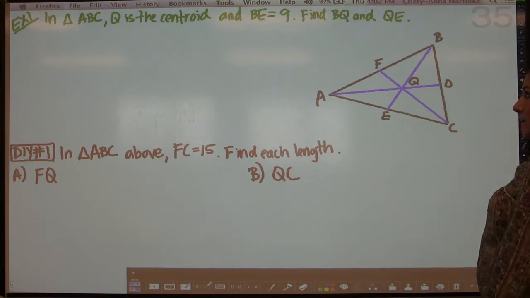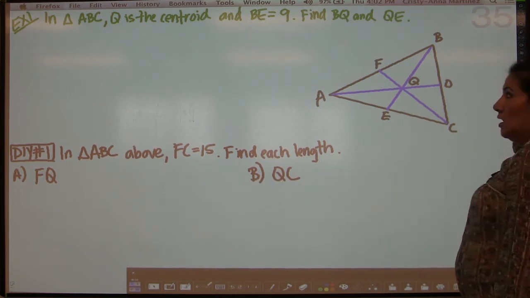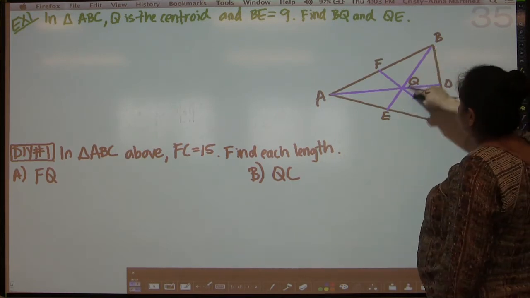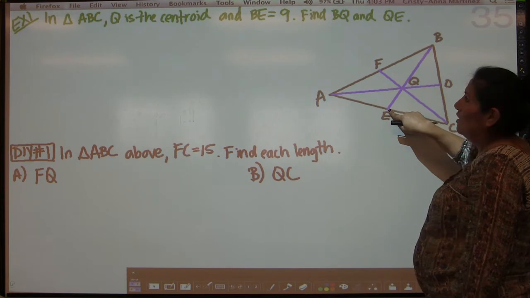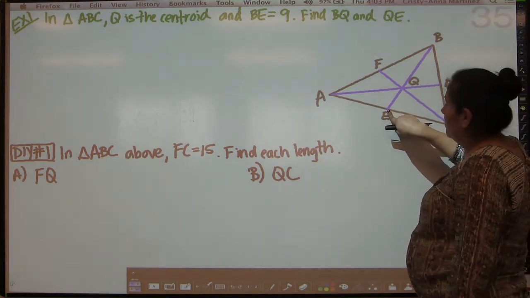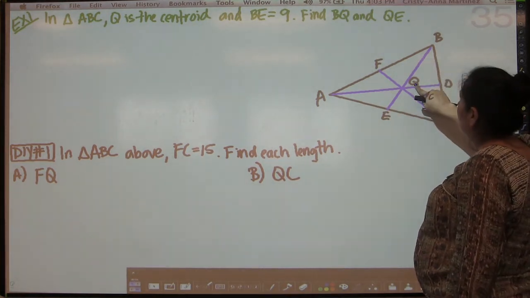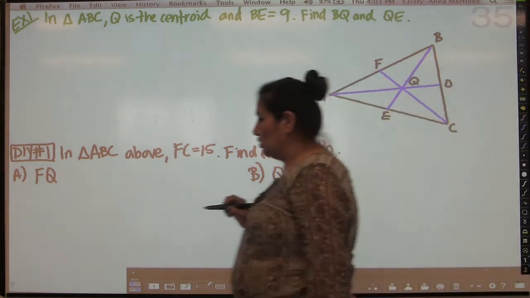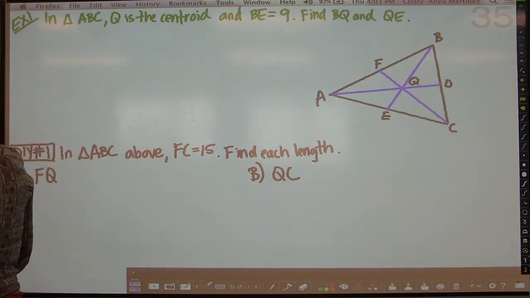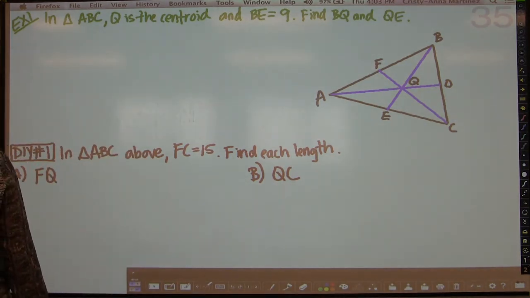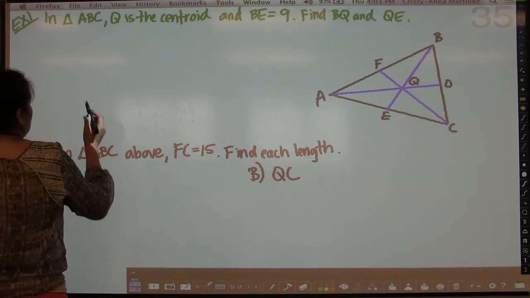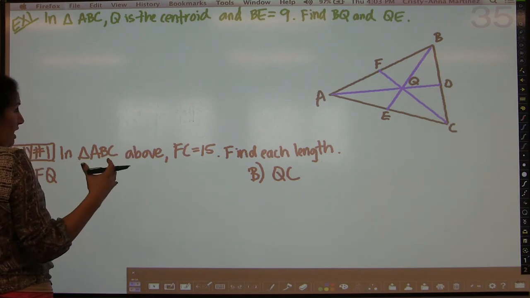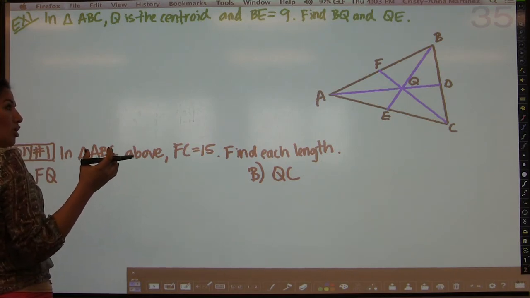Okay, so it says here, in triangle ABC, point Q is the centroid, and they're telling us that from B to E, this entire segment is 9, and they want us to find BQ and QE. So I'm going to show you a couple of ways that you can figure this out, okay? Probably some of you already know what the answer is, but I also want to do it algebraically so that those of you that are going to struggle a little more will know how to do it.